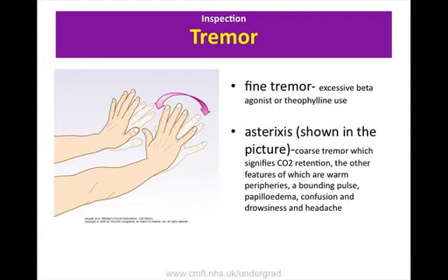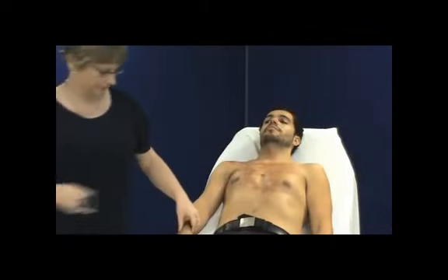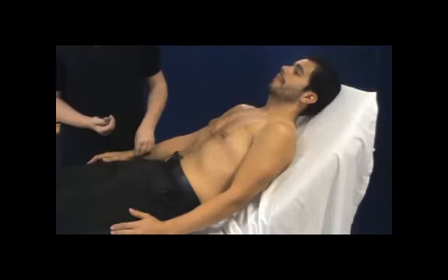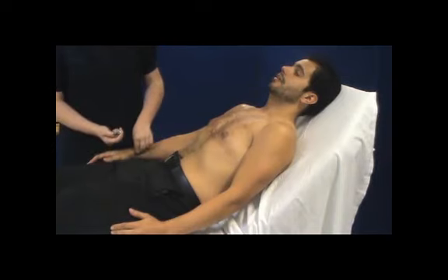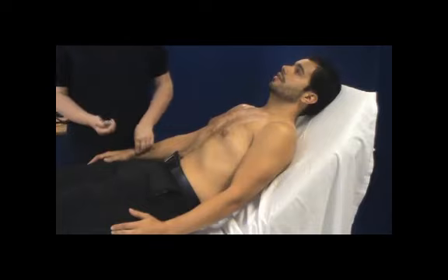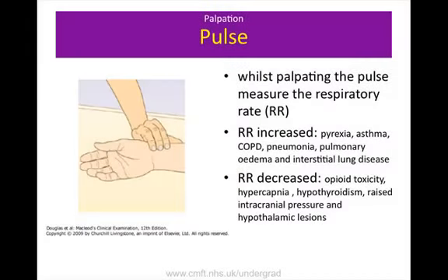Next, check the radial pulse. Palpate the radial pulse for 15 seconds if it is regular, or for 30 seconds if it is irregular, and note the rate. Once you have estimated the rate of the pulse, it is now necessary to measure the patient's respiratory rate. This should be done whilst taking the patient's pulse, so the patient is unaware that the respiratory rate is being measured, as this may make them anxious.